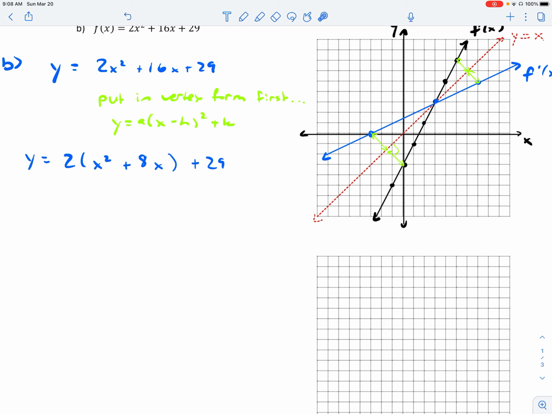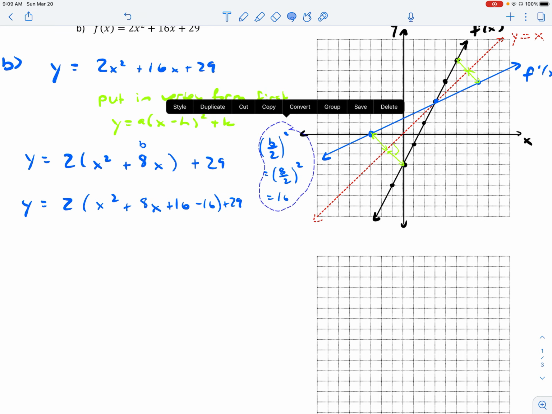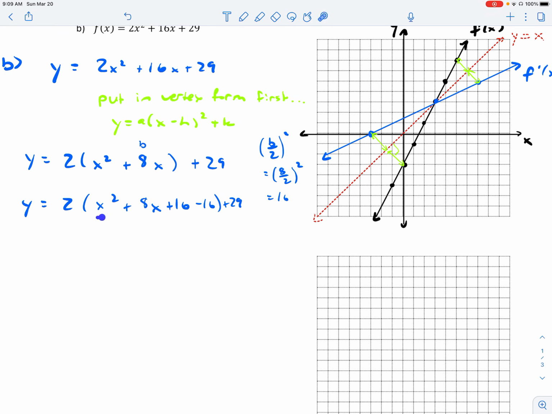All right, so that was the first step. What do we do next? Well, we have to add that special term to make this a perfect square trinomial. So what we do is we add b over 2 squared. Okay, so in this case, b is 8. This is my value for b. So 8 over 2 squared, that's 4 squared, it's going to be 16. So we're going to have plus 16 minus 16, close up the bracket, plus 29. Okay. So I've now created that perfect square trinomial, which is right here.